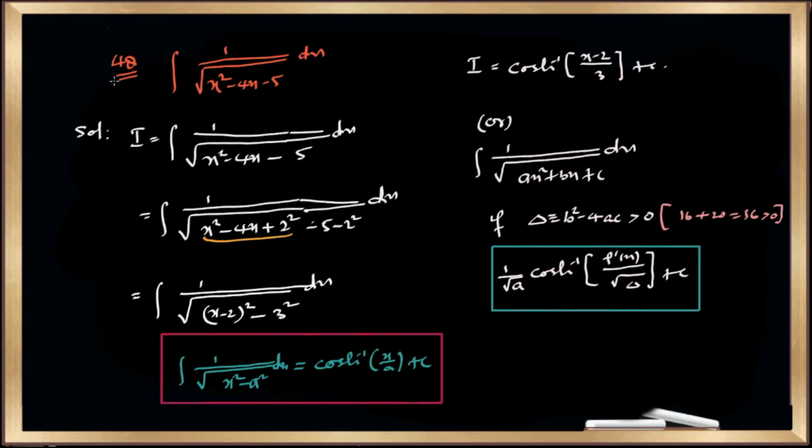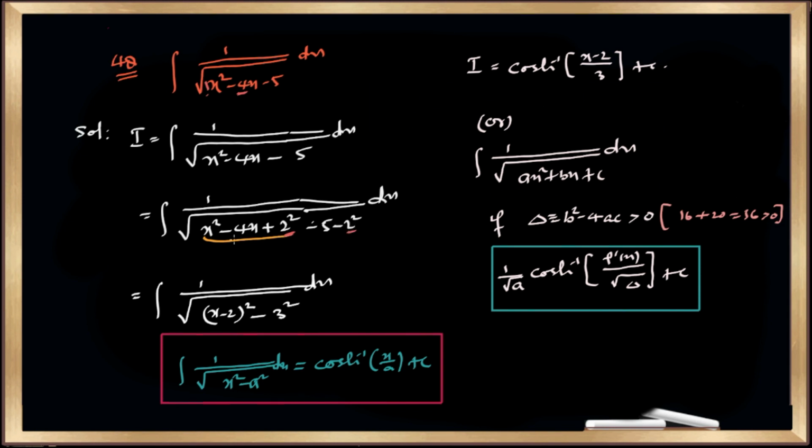Now next example, the fourth question is integral 1 by root over x square minus 4x minus 5 dx. So here also we have to make a perfect square. For making a perfect square, always we have to check whether the x square coefficient is positive 1 or not. So here the x square coefficient is 1, so our condition is satisfied. After that we have to add and subtract the square of half the x coefficient. The x coefficient here is 4, half of 4 is 2. So adding 2 square and subtracting 2 square.